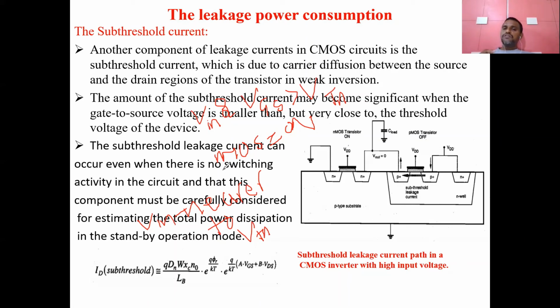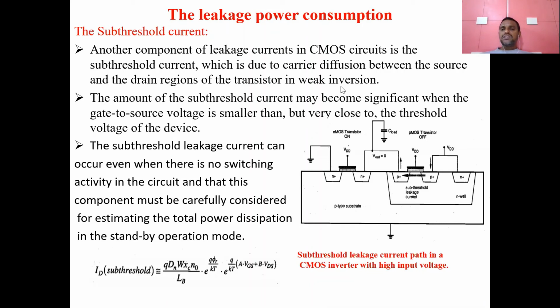But if the applied voltage is nearer to the threshold voltage, then there will be a problem. That problem is called the sub-threshold current, because the transistor will turn on partially and it will conduct. So that's what the sub-threshold current means. Another component of leakage current in a CMOS circuit is the sub-threshold current, which is due to the carrier diffusion between the source and drain regions of the transistor in a weak inversion layer.